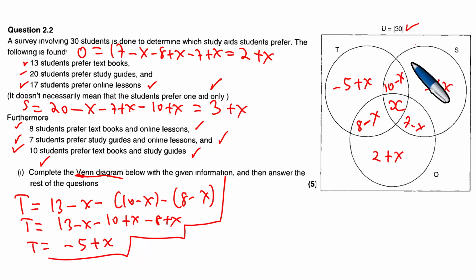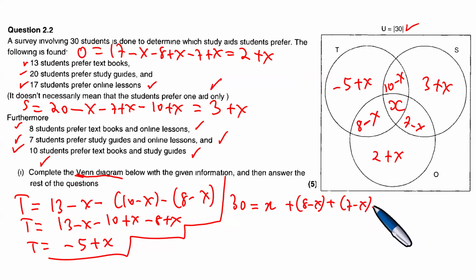If we add every single bit, we shall get what is in the universal set. If we look very carefully here, we have 30, which is the number of elements in the universe. We start from the center of intersections. We begin with x, and then we add 8 minus x, then 7 minus x, then 10 minus x, and then minus 5 plus x.